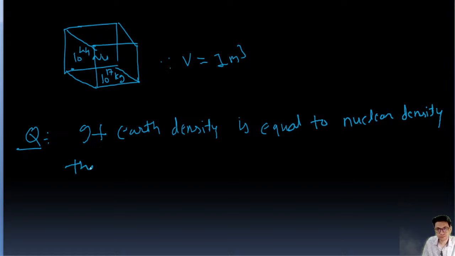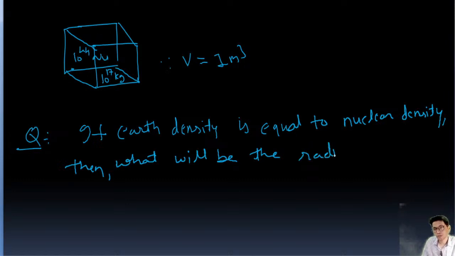Then what will be the radius of earth? This is the question. So if earth density is equal to nuclear density or mass density of nucleus, then what will be the radius of earth? That we need to find out.